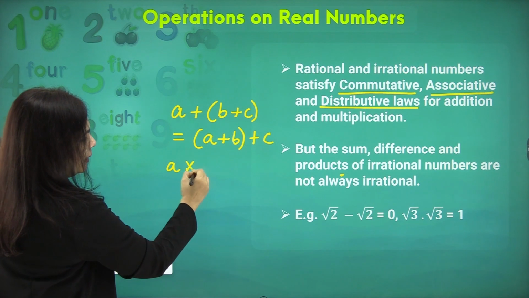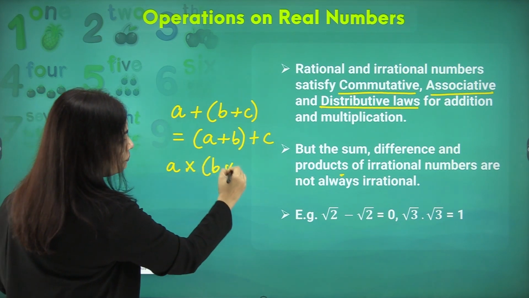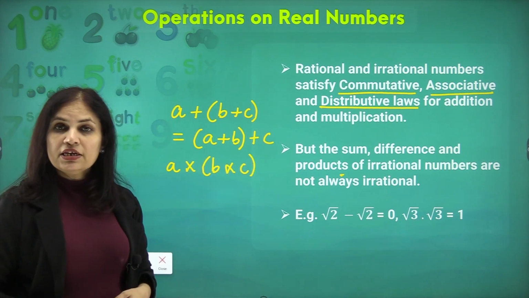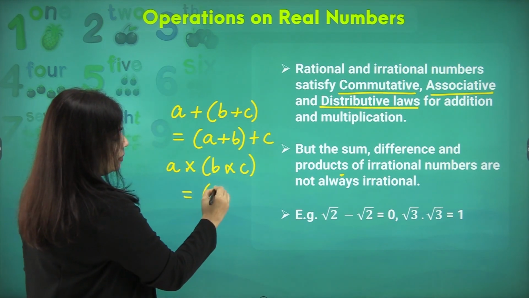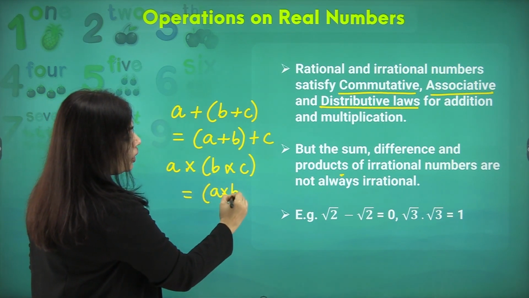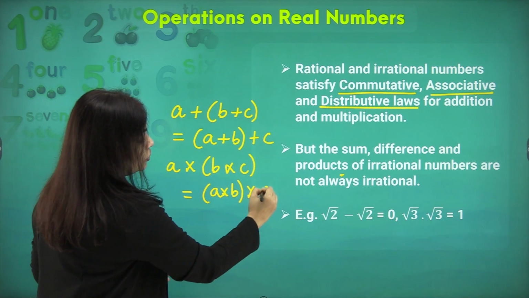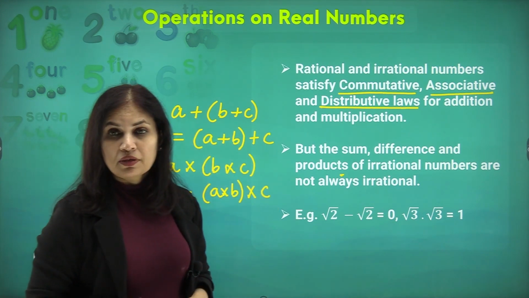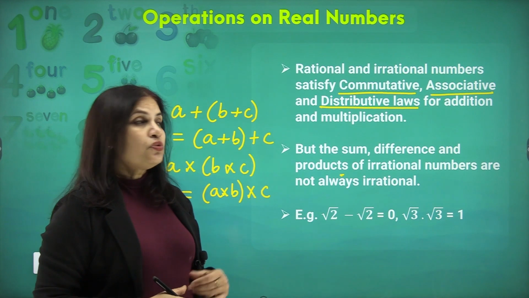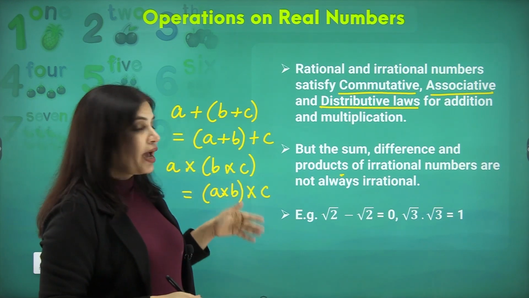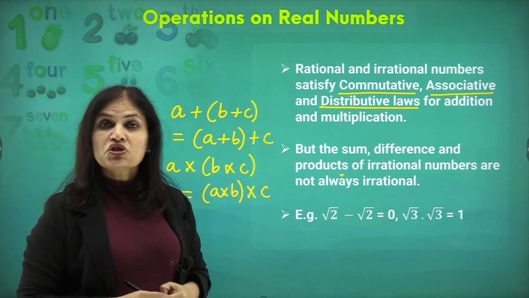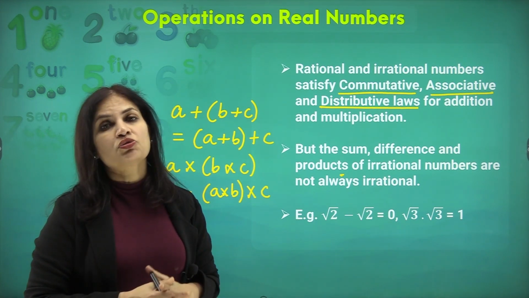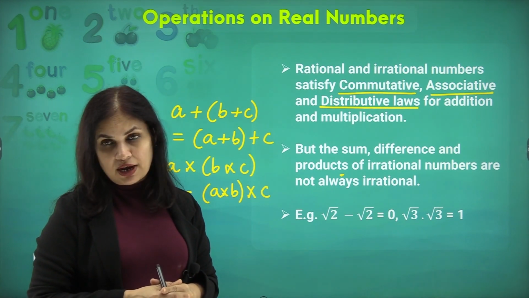If I multiply A with the product of B and C, it will give me the same result as multiplying the product of A and B with C. It's true in case of addition and multiplication. Again, the associative property does not hold true in case of division and subtraction.